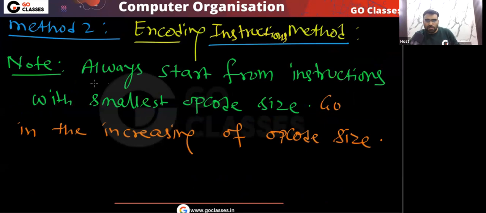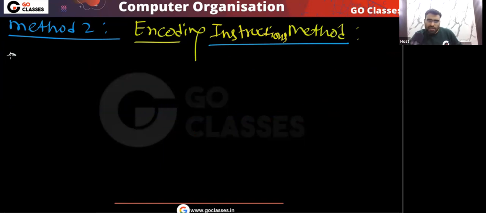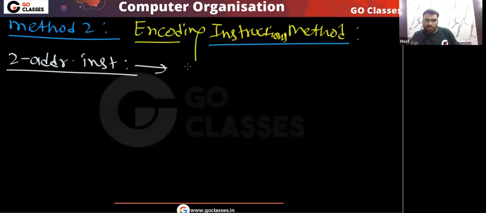So tell me what you will do. Always start from the instructions with the smallest opcode size. So you will start with 2 address instructions. Yes or no? How many 2 address instructions do we want in total? We want 14 2 address instructions.